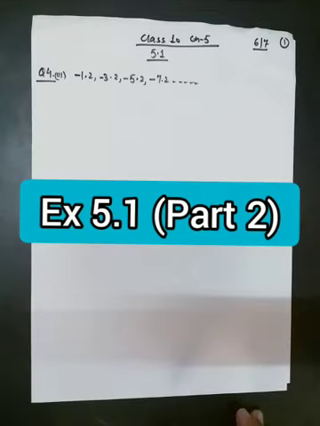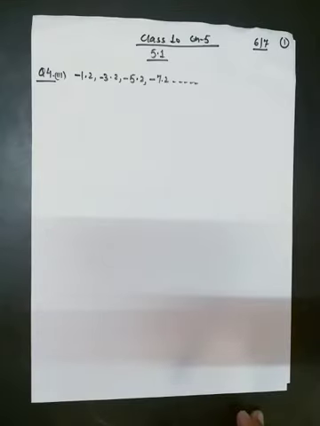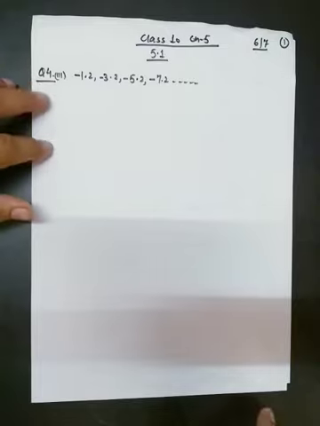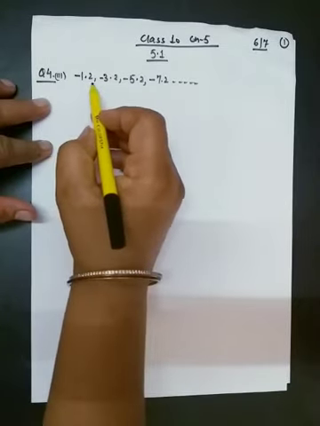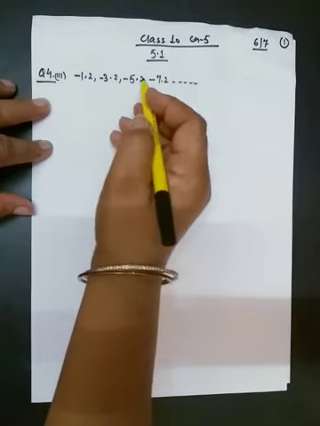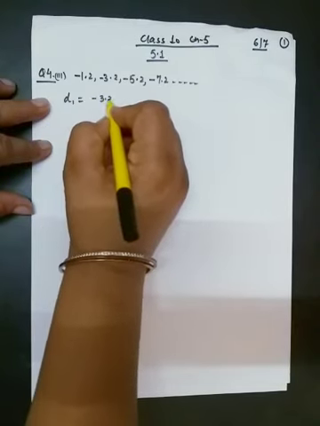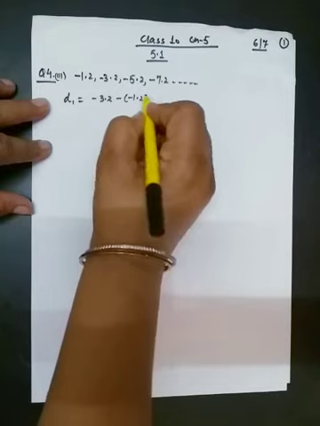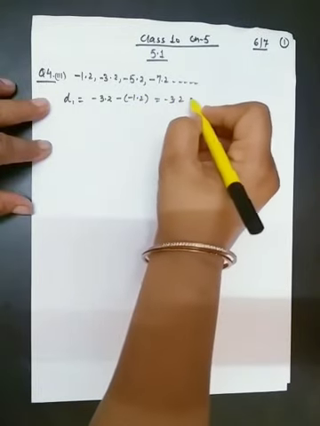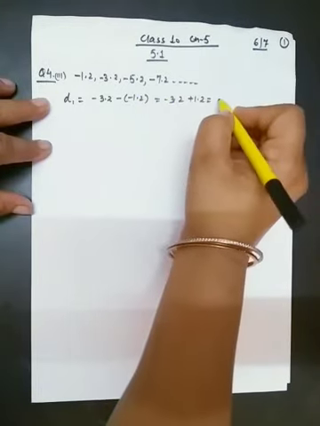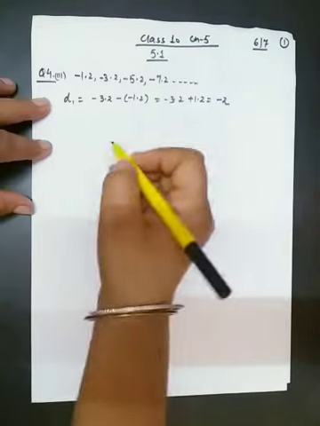In this question, you have to check whether the given series are AP or not. If the given series is an AP, you have to find the common difference and write 3 more terms for that. Here the given series is -1.2, -3.2, -5.2. So D1 is -3.2 minus (-1.2), which is -3.2 plus 1.2, and we get -2.